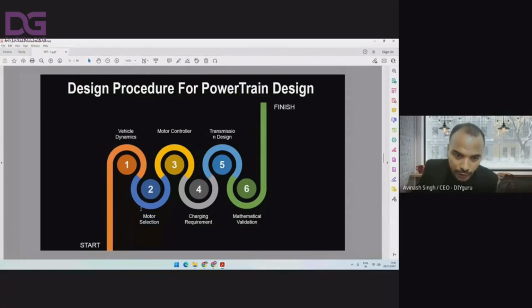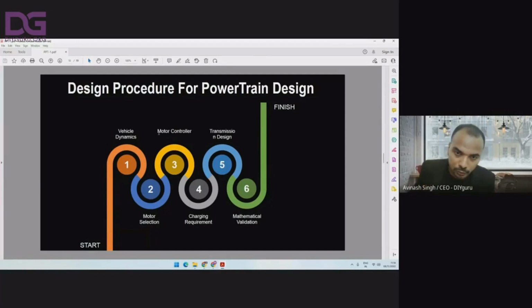Once you do that, you go with the motor selection, right? Motor selection is important for powertrain design. What type of motor are you selecting? Is it an AC motor? Is it a DC motor? Is it an induction motor? There are so many, like the PMSM motor. What sort of motor you select will decide the type of powertrain you will be going along with.